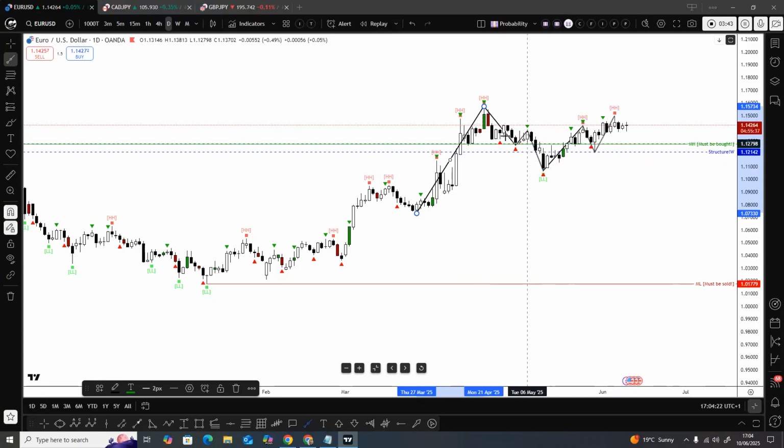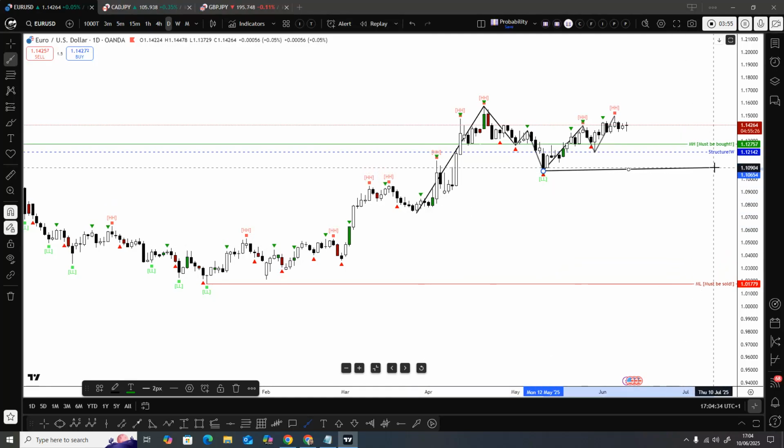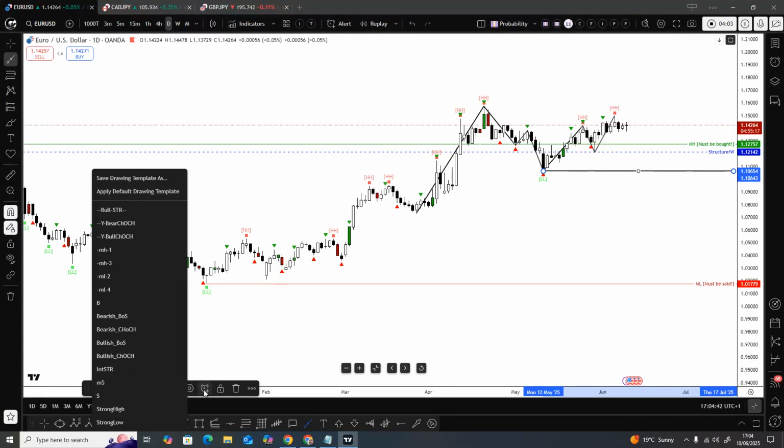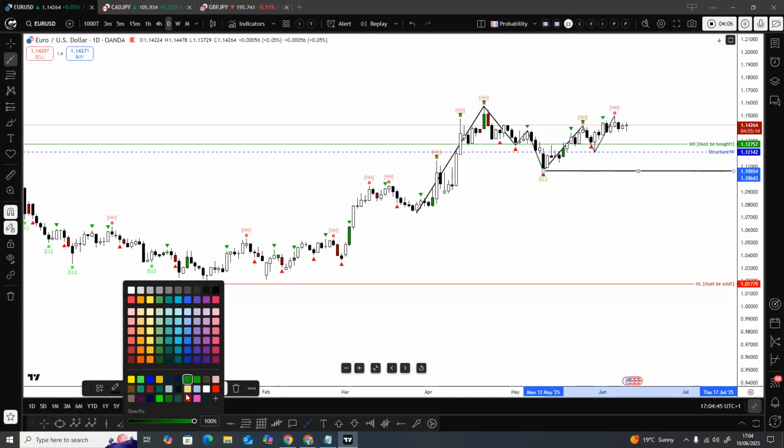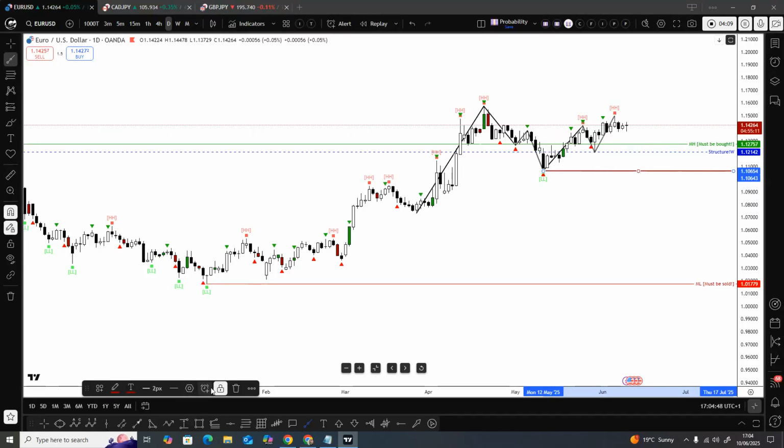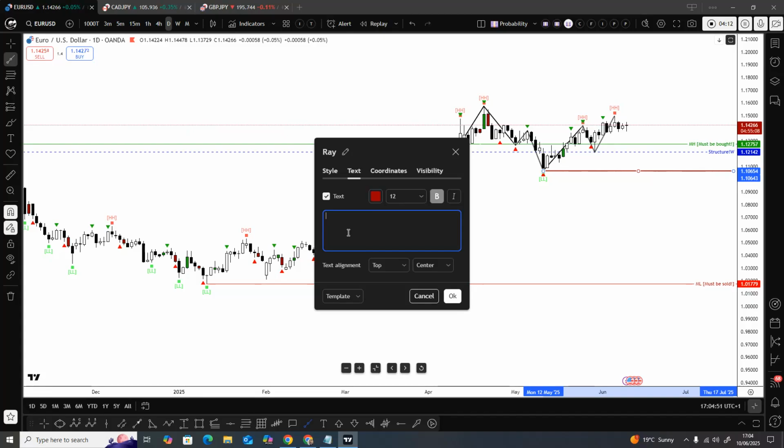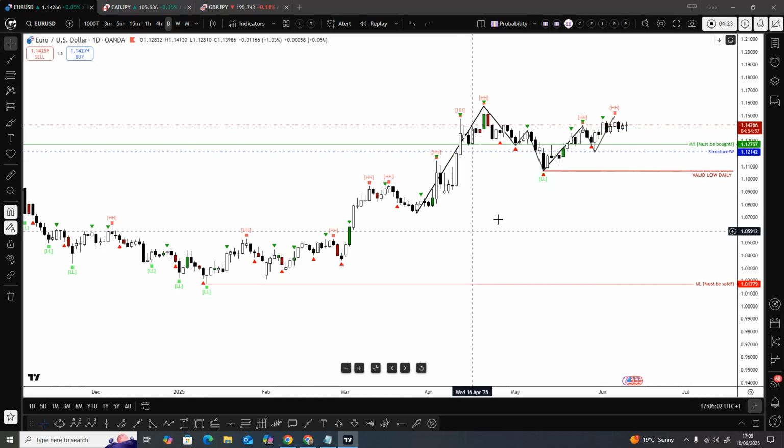We know what we want to do. If the price did not break this high, then selling is the only option. And this is actually a valid low because we've seen two higher highs here. So I can do this. So we can see that on all the time frames.